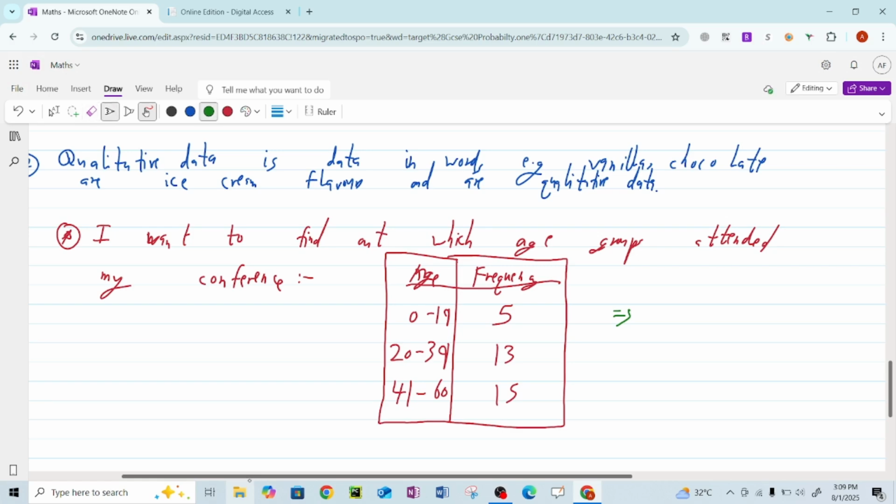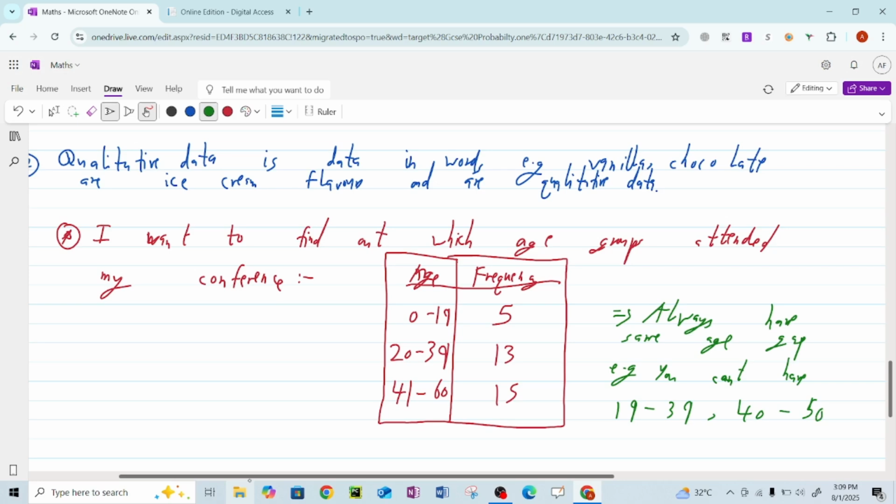Now when you have the age, you always have to have the same age gap. For example, you can't have, let's say, 19 to 39. That's a 20 age gap. And then let's say I have 40 to 50. I can't have that because that's not the proper way. We have to have the same age gap. That's the first thing.